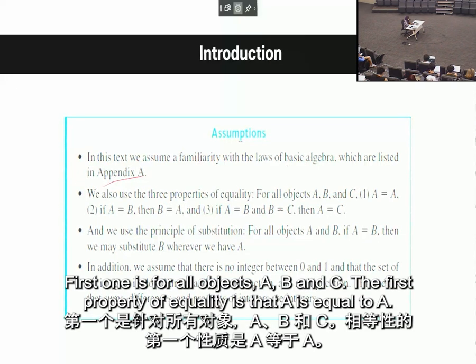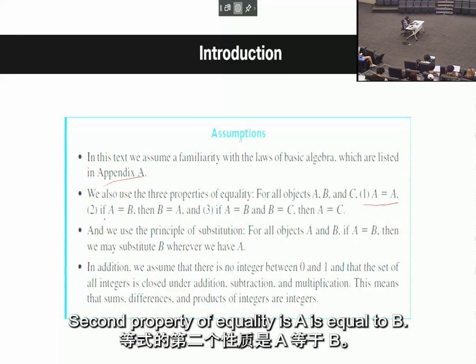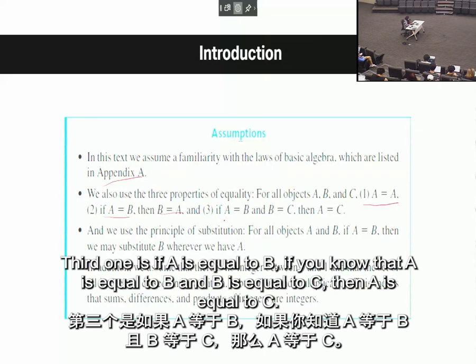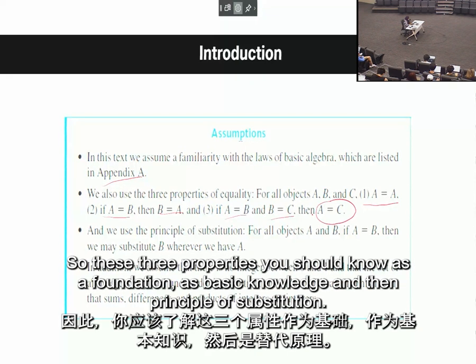First one is for all objects A, B, and C. The first property of equality is that A is equal to A. Second property of equality is if A is equal to B, then B is equal to A. Third one is if you know that A is equal to B and B is equal to C, then A is equal to C. So these 3 properties you should know as a foundation, as a basic knowledge.